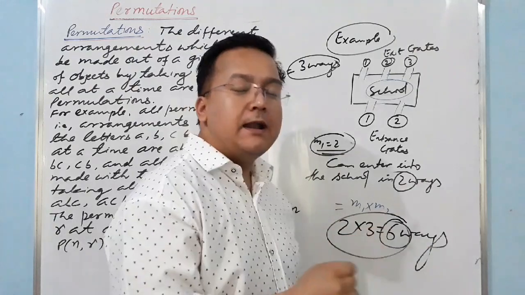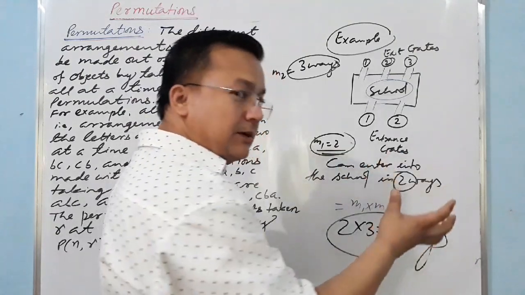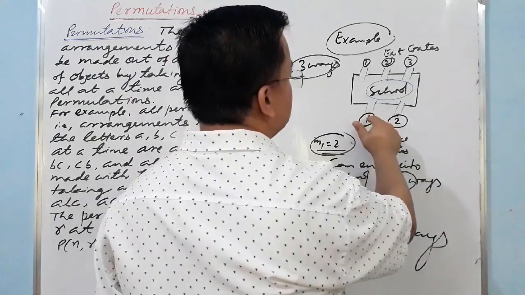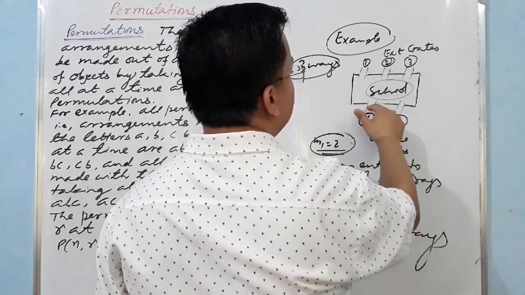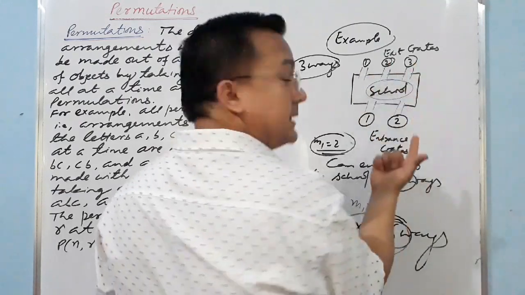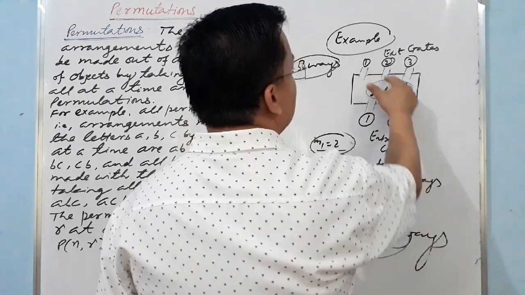This is called the fundamental principle of counting. So you can check by counting also. If a student enters from here, there are 1, 2, 3 ways, right? And if he enters from here, he can also go 1, 2, 3.